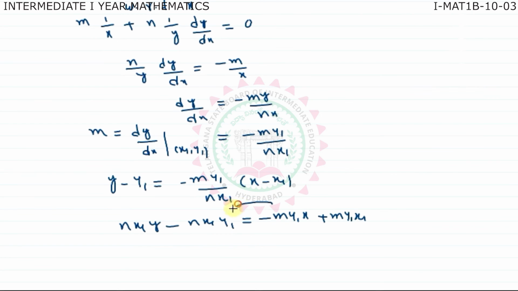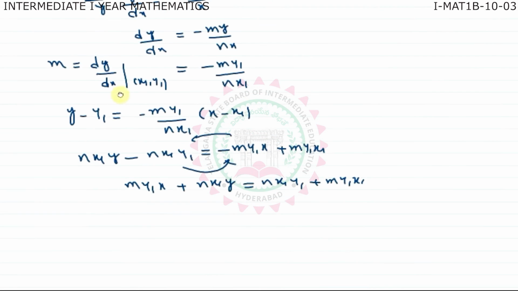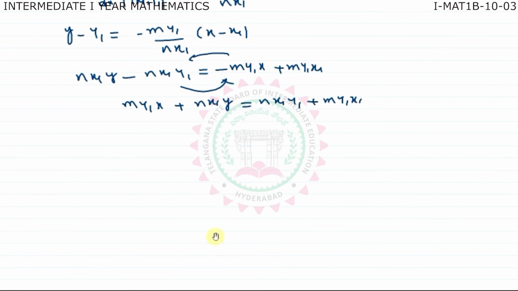Again take this term to this side and this term to this side. From that I will get m y1 x plus n x1 y is equal to, if I bring this term to this side, n x1 y1 plus m y1 x1. Now simplify the right hand side value. Here from this I will get x1 y1 common, remaining terms m plus n.